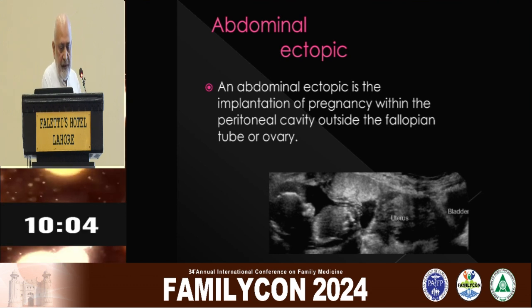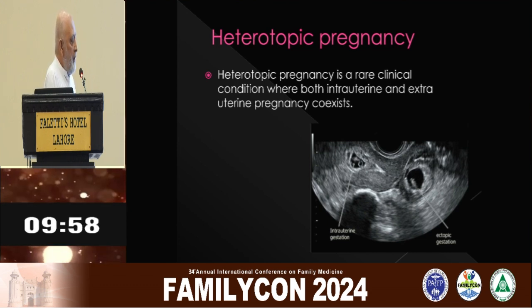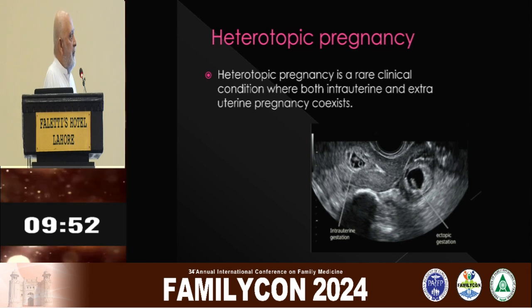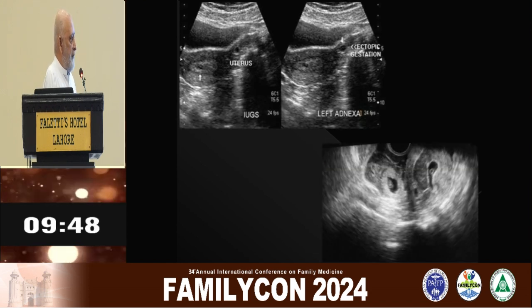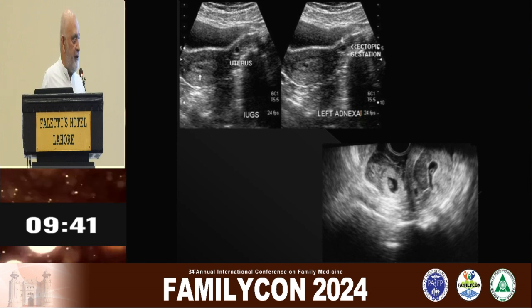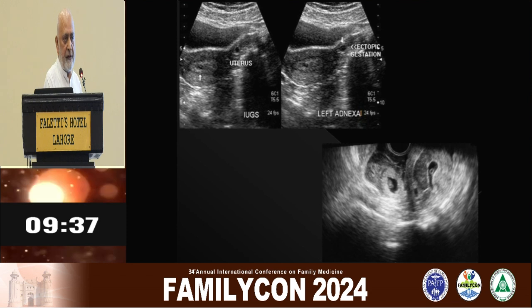Heterotopic pregnancy is the simultaneous visualization of the sac both inside the uterus and outside, in the adnexa. Again, this is transabdominal, the sac is visible inside the uterus and outside in the left adnexal region, and this is the endovaginal scan. So this is heterotopic pregnancy, simultaneous visualization of the sac within the uterus and outside the uterus.